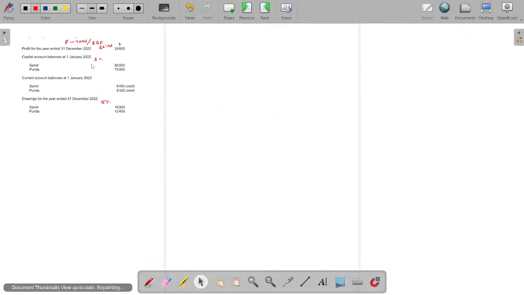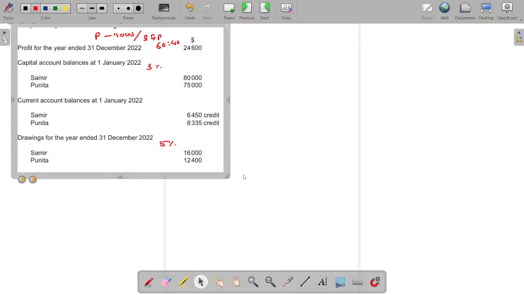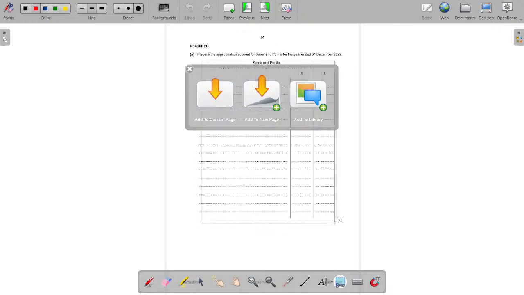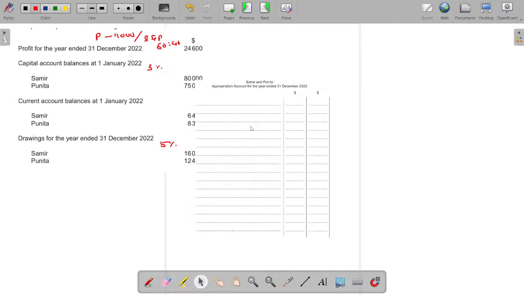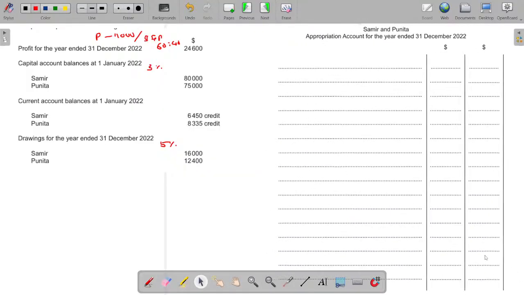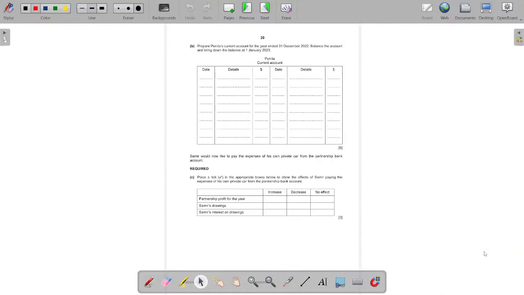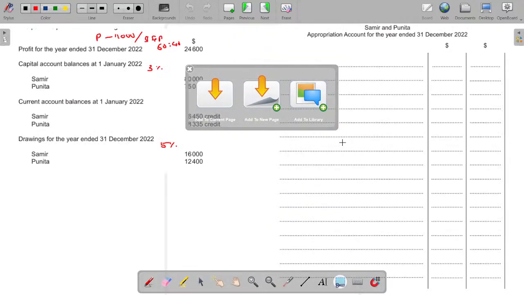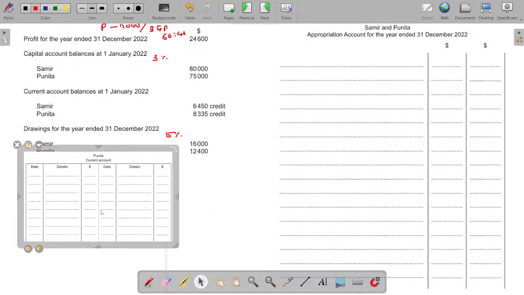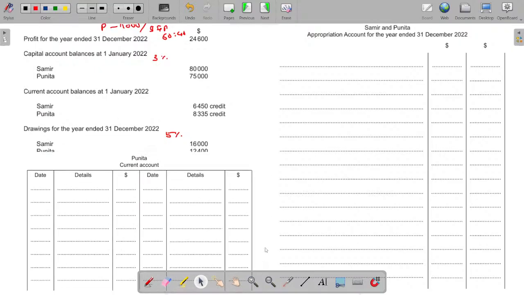Appropriation account. I'm going to prepare the appropriation account from this, carrying 6 marks. Apart from that, you are supposed to prepare the current account of Punita only. Punita's current account. Let's try to solve this.